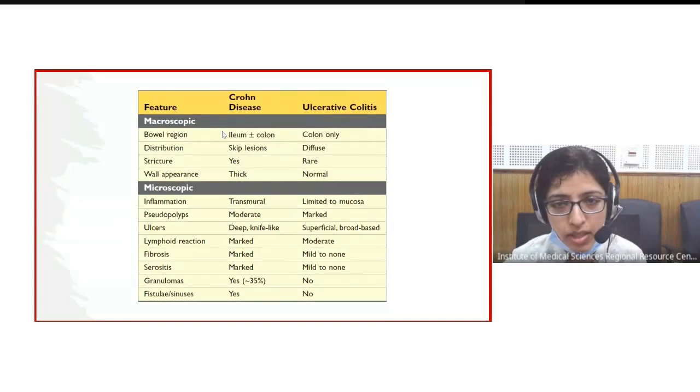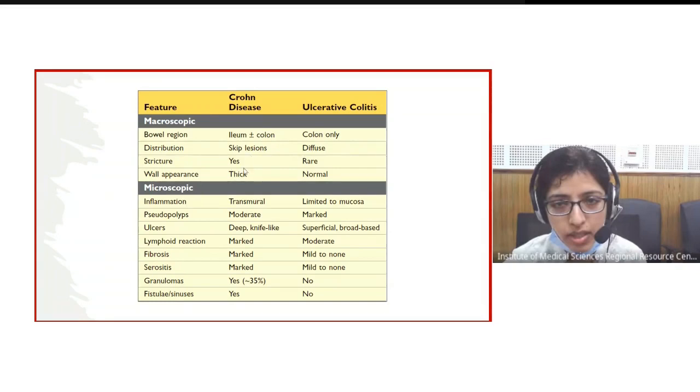I will summarize the topic in the form of these differences between Crohn's and ulcerative colitis. Crohn's disease can involve any part of the gastrointestinal tract, but the commonly involved sites are the terminal ileum, ileocecal valve, and the cecum. A variable part of the colon can be involved. Ulcerative colitis involves the rectum and colon only. Distribution: skip lesions are a feature of Crohn's disease, while ulcerative colitis is essentially a diffuse involvement of the bowel. We don't have skip lesions.